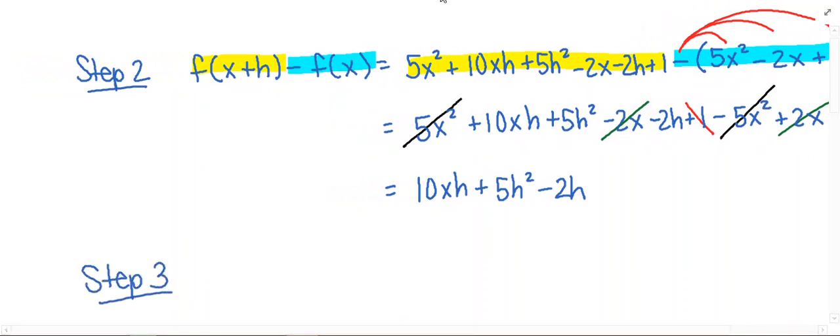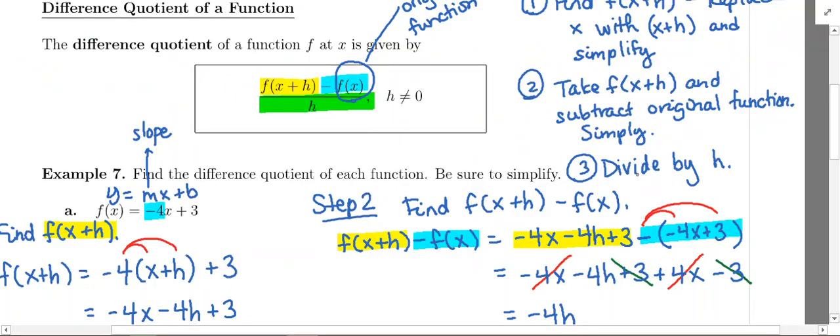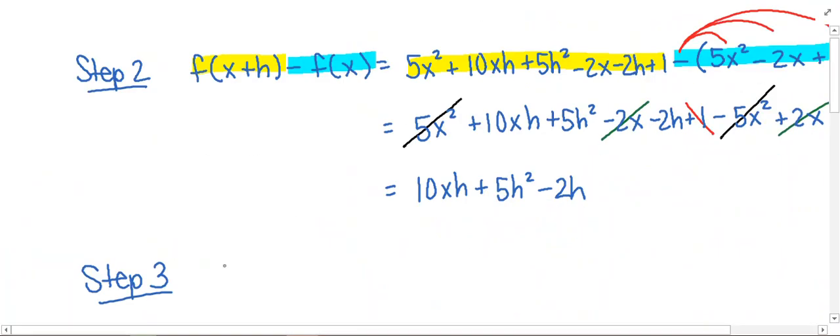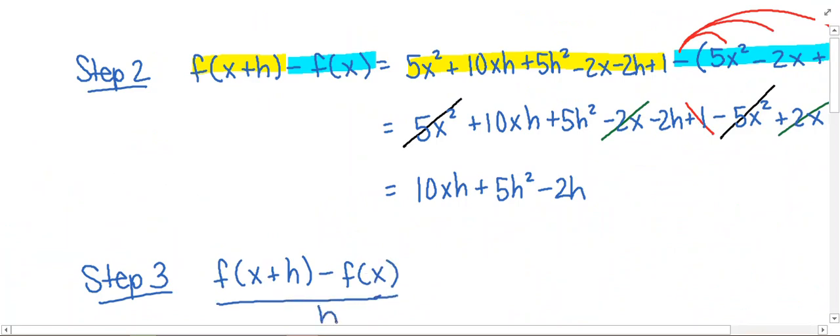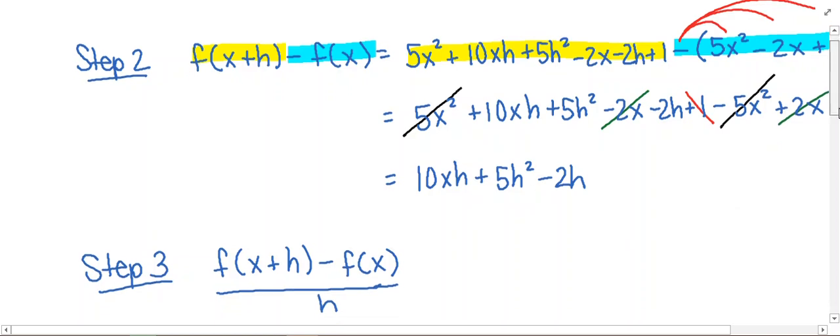Okay, so now we're ready to go to step 3. Let's look back at the recipe. Step 3 is to divide by h. If you look in the box, we already have the numerator, so now we need to do the green part. We need to divide by h. In this last part, we're finishing off the difference quotient. We're putting together the whole thing. We've already got the numerator. We just need to divide by h. Okay, so here we go.